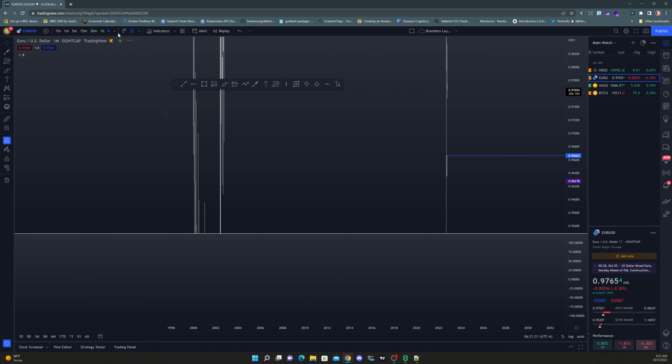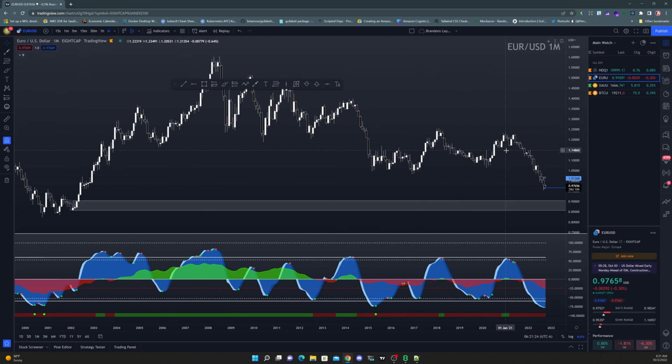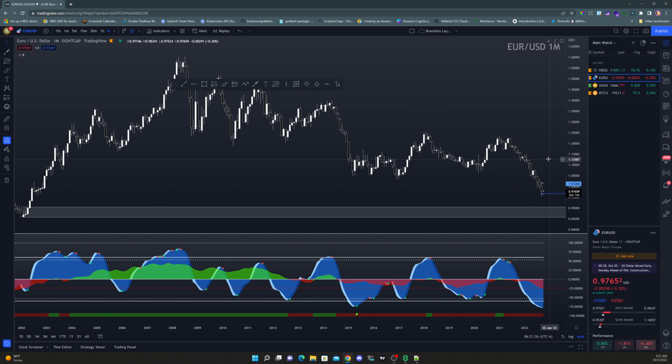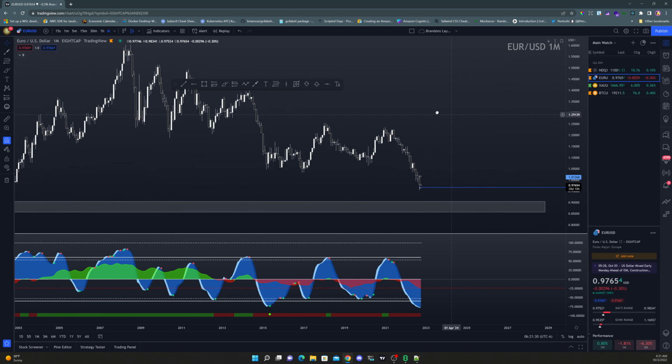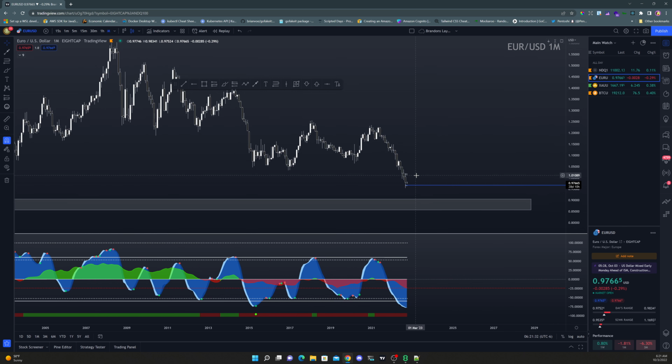Let's go to the 1 month actually, see what it looks like. Yeah, we're just deep in the red right now. We don't have a green dot just yet where it's signaling that it's potentially a bottom. So we probably have some ways to go down. And we're deep in the red money flow.